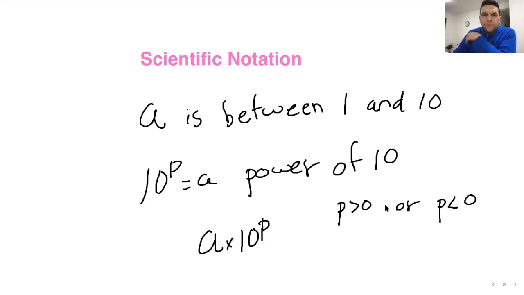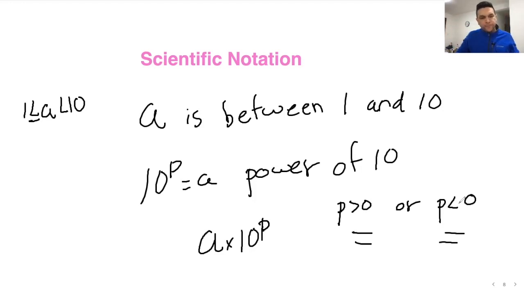And in case you forgot, remember that we use scientific notation to express very small numbers or very big numbers, right? And if you want to write it in a more compact way, A would be greater than or equal to 1 and less than 10, right? And like I pointed out here, P is going to be positive or negative. We're going to see how this works. If we have a positive P, what we need to do. If we have a negative P, what we need to do.